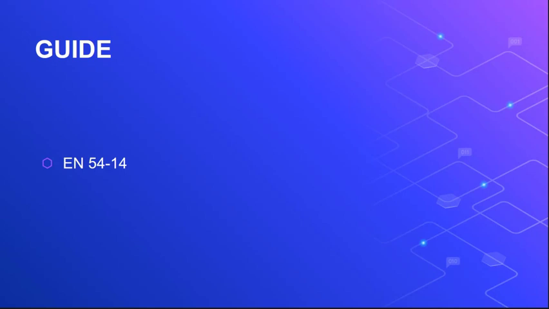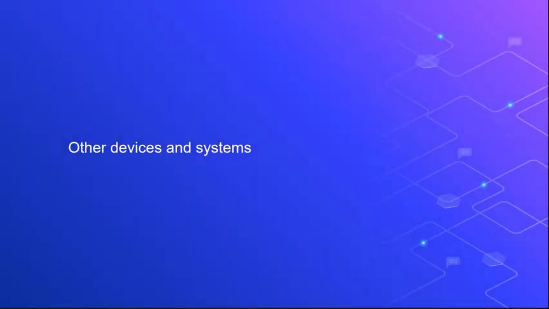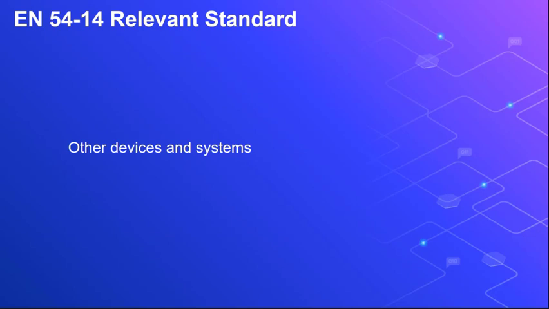Another guideline about smoke dampers is EN54-14. In the article named other devices and systems, it states that the detection and alarm signal from the system can be used to directly or indirectly trigger auxiliary devices such as smoke or fire doors, smoke ventilation equipment, smoke or fire dampers, turning off the ventilation, and safety doors.